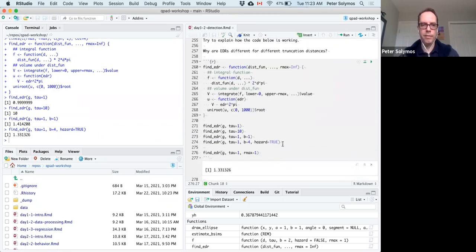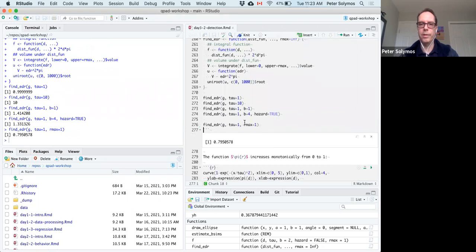And this handy little function is going to give us that for tau equals 1, for the half normal, if we have a truncated distance, EDR becomes something less than tau. This is another important thing to keep in mind, that this tau equals EDR only works for unlimited distance counts. If you have a truncated distance, then EDR is going to be something less.